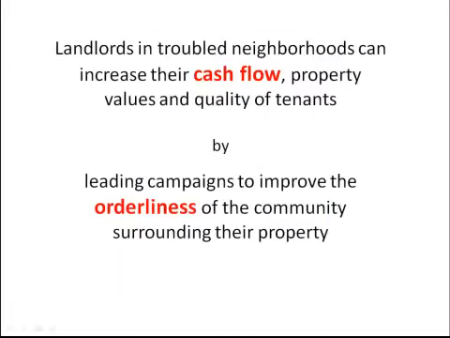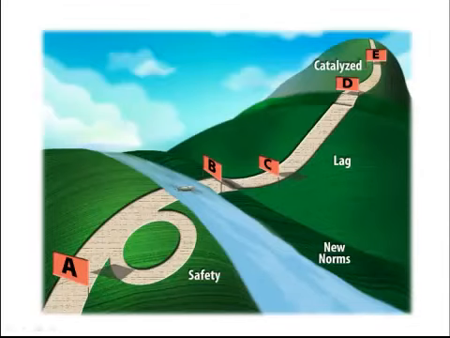Okay, so landlords in troubled neighborhoods can increase their cash flow, property values, and quality of tenants by leading campaigns to improve the orderliness of the community surrounding their property. That's what we're talking about in this course. I have cash flow and orderliness in red so that you would draw the connection. Cash flow is directly proportional to the orderliness of your rental property and your neighborhood.